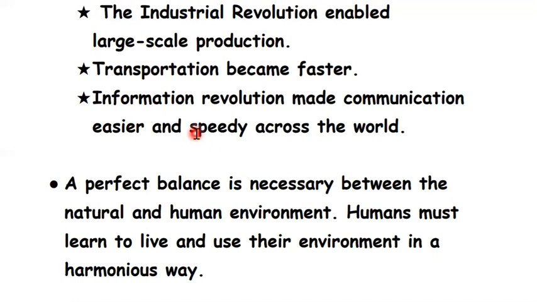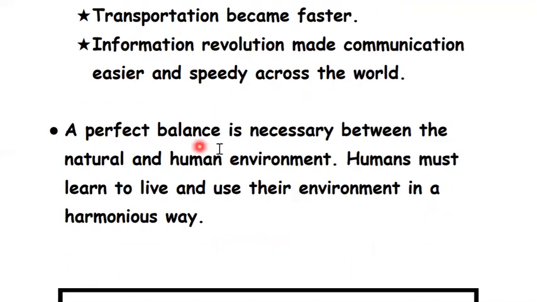Before, if you wanted to tell something, it would reach about 1 month later. Then it became a little speedy. When cars and some things like that came, then aeroplanes came, then quick mail came, and then came Gmail, and it became even quicker. In seconds, your message reaches the other person. A perfect balance is necessary between the natural and human environment. Humans must learn to live and use the environment in a harmonious way.